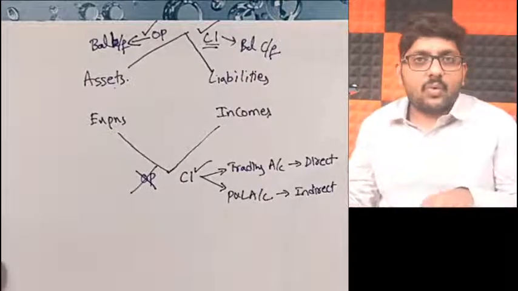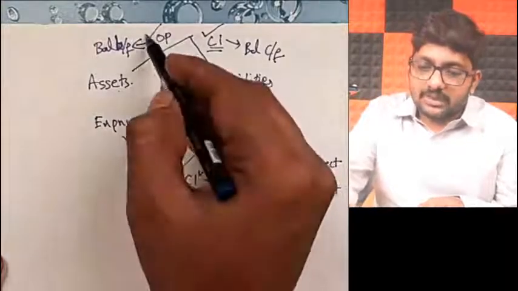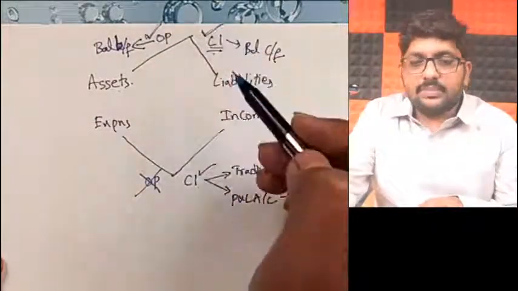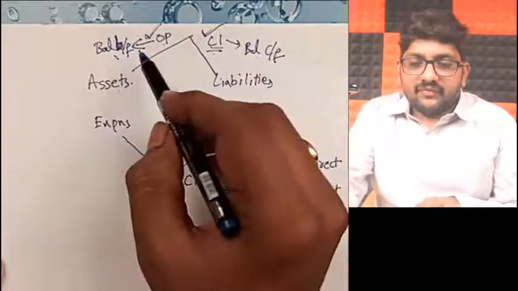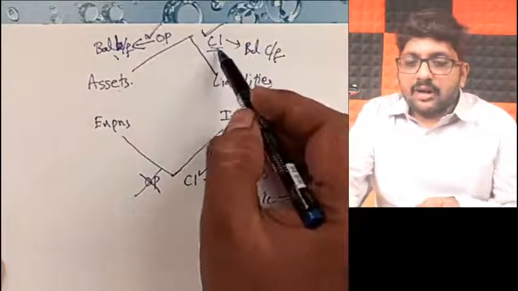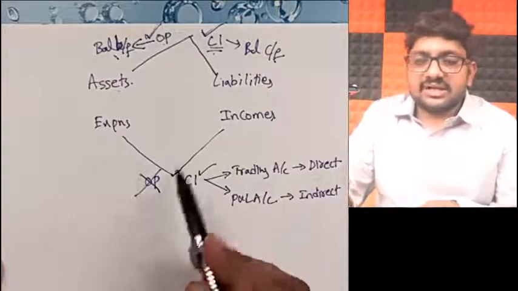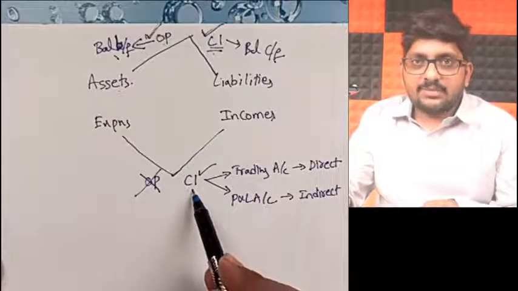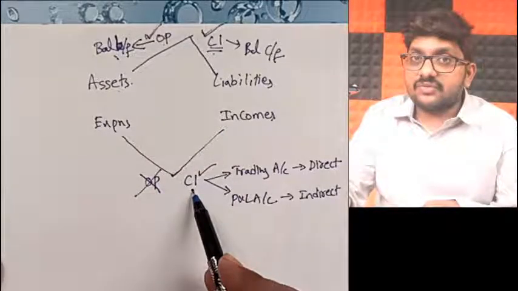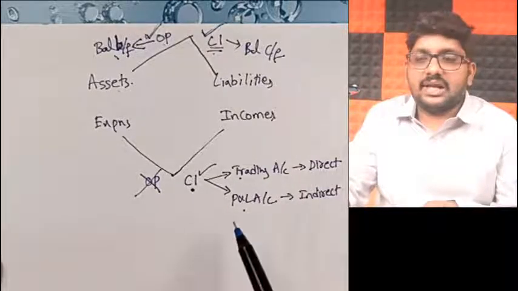As of now, what did we learn, my dear friends? For assets and liabilities, opening balance will be there. Closing balance will also be there. Opening balance we will bring forward, and closing balance we will carry forward to the next year. Whereas for expenses and incomes, opening balance will not be there. Only closing balance may be there. That closing balance also will not carry forward. I will transfer it either to trading account or to P&L account.